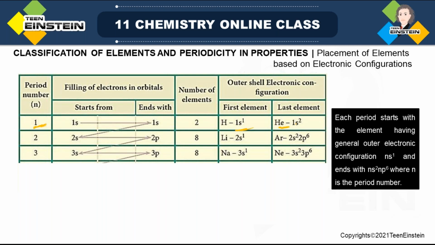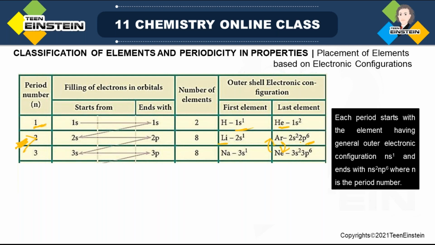Now move to second period. What are available? 2s and 2p. Now in 2s and 2p, maximum 8 electrons you can place. So elements start from lithium, 2s1, the next element should be 2s2, the next one should be 2s2, 2p1. In this way, you have to move until you reach 2s2, 2p6. Okay, sorry, this one will be neon. This is argon. There is a mistake.